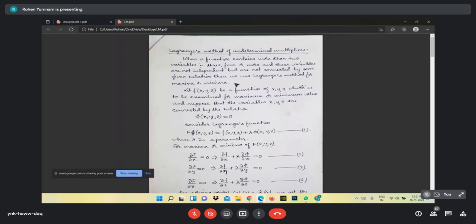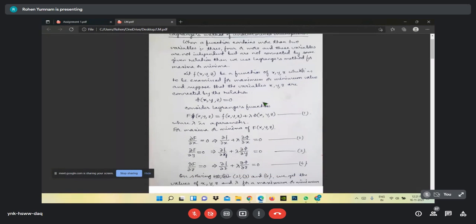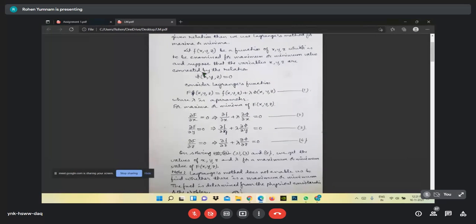And this is not only used in optimization, but it is used in calculus also. And there are lots of applications for this Lagrange method. Let f(x, y, z) be a function having 3 variables, and we have to examine it for maximum and minimum. And phi(x, y, z) = 0 is the condition given.